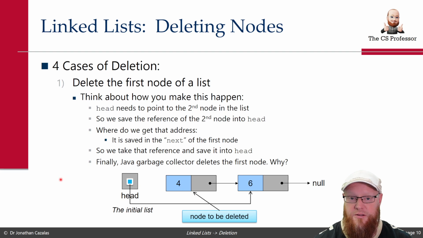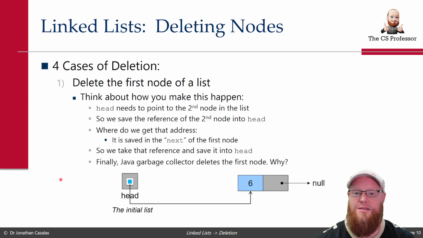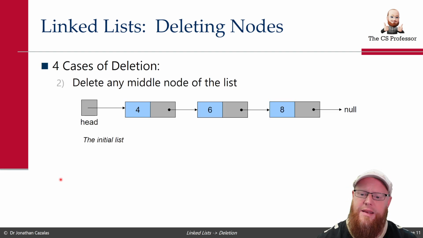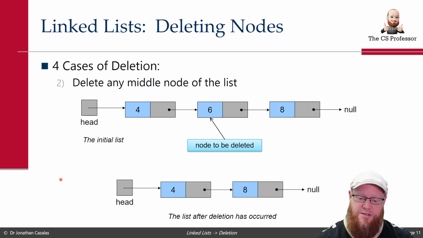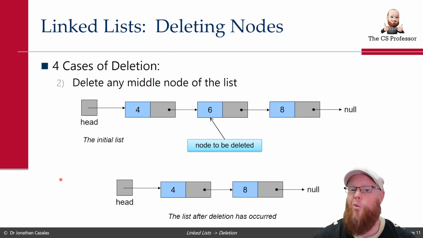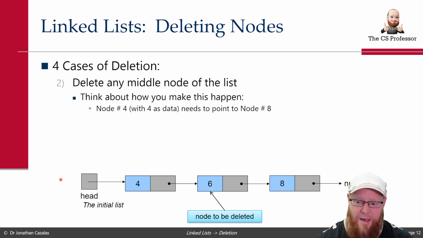Java garbage collector has zero mercy, and it will immediately delete that first node because no one's pointing to it. Delete a middle node of the list. Imagine we're trying to delete this node with the value 6. This will be the result. Once again, think of how you made that happen.